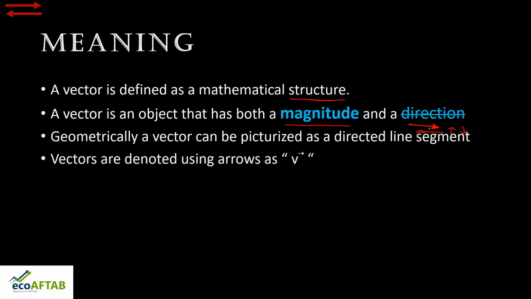Normally, vectors are denoted using arrows, as you can see over here. So, here we have a vector V. How will we come to know that it is a vector? Because of this particular arrow on top. This shows that it is a vector.